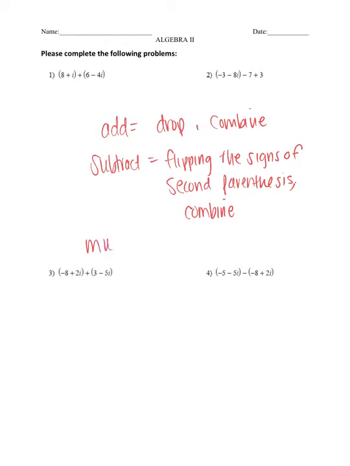And for multiplication, depending on how it looks, you're going to either distribute or FOIL, which we know is called the box method.